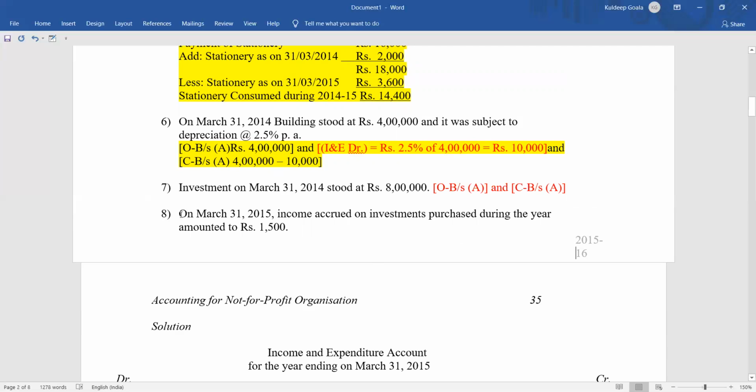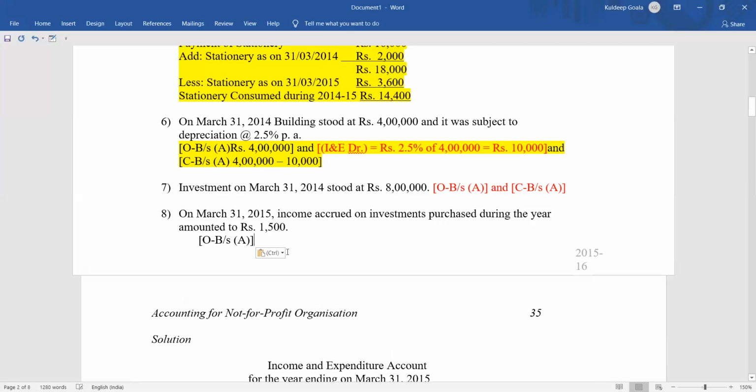Then it is told that on March 31st 2015, income accrued on investment, the income on investment which we have purchased, amounted to how much? 1,500. Interest on investment we are supposed to get. At the closing of the year, obviously it will come as an income for this year, right? So what will happen here?